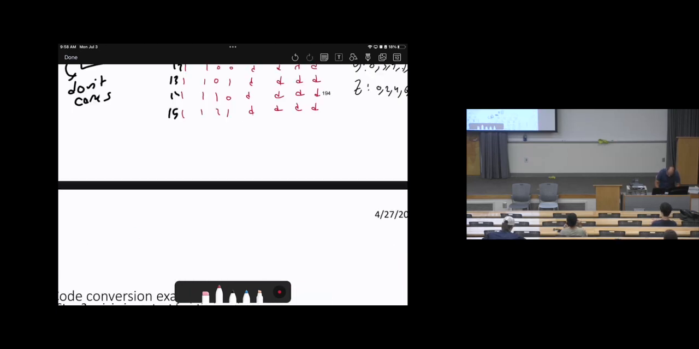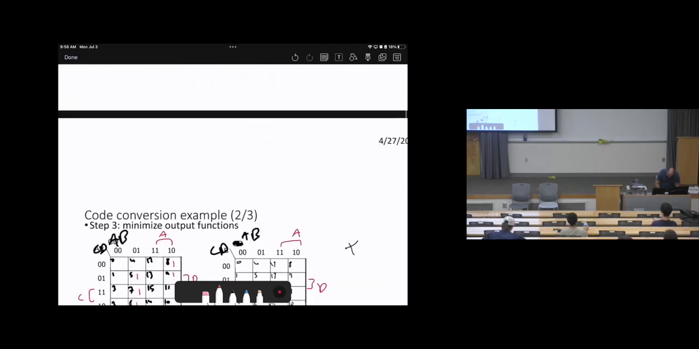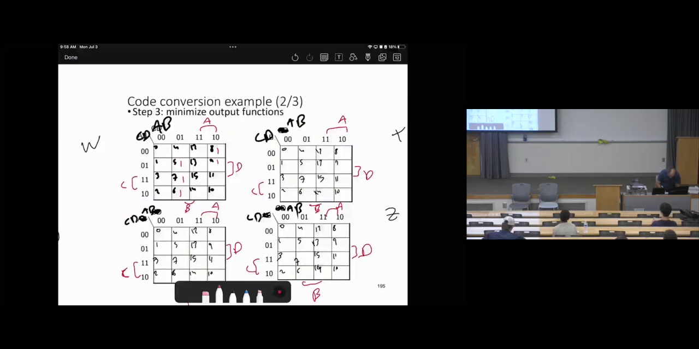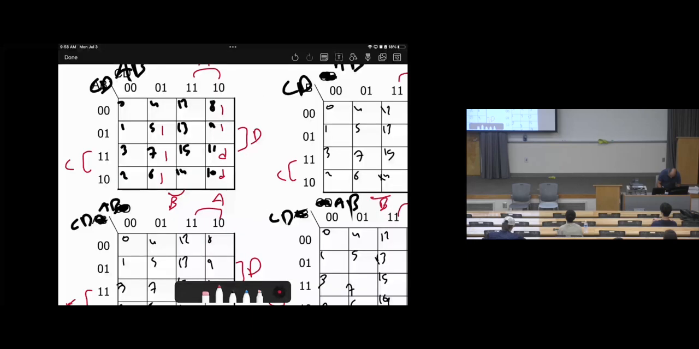How about the don't cares? The don't cares are between 10 to 15. Don't cares from number 10, 11, 12, 13, 14, 15. Okay?